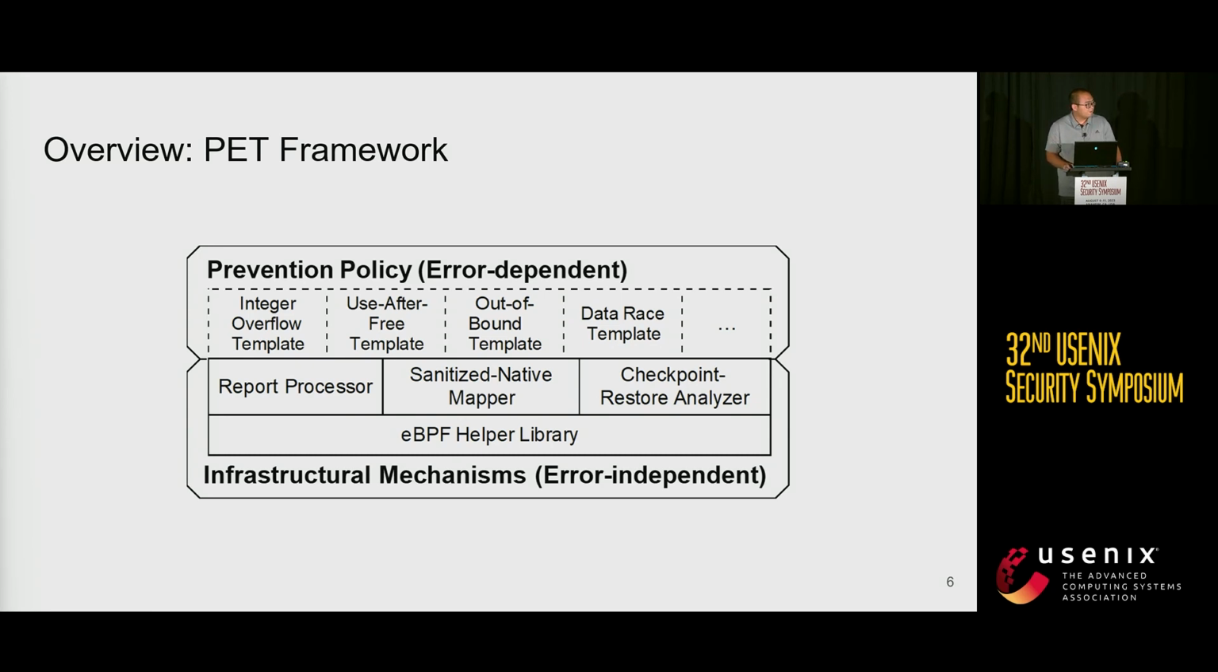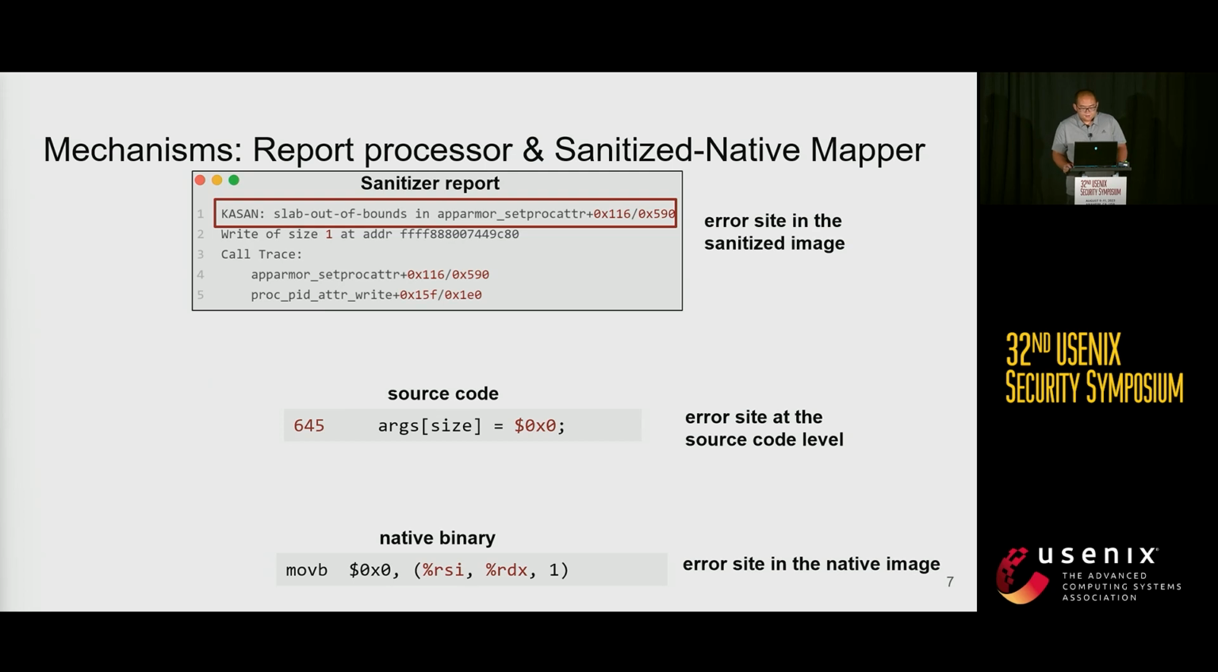First, let's talk about the mechanisms. The top of the figure is a sanitizer report. We can get the report by executing the vulnerability's proof of concept program in the sanitizer kernel. We can see the error type in this figure is slab out of bounds, and the error site is proc_pid_attr_write plus an offset. The report processor is a Python script with regex to help us extract the information.